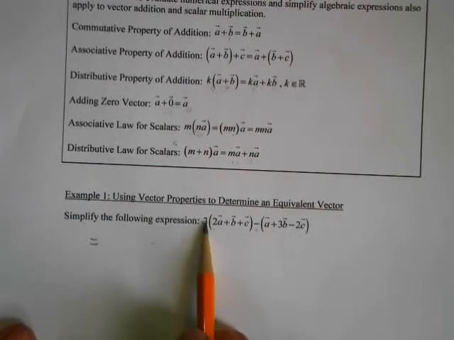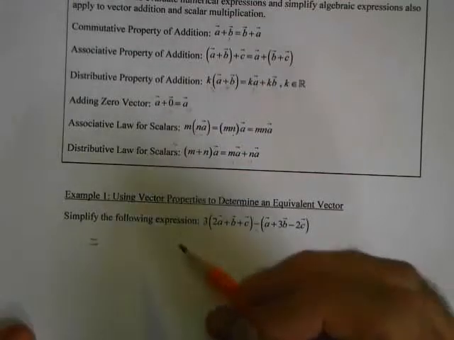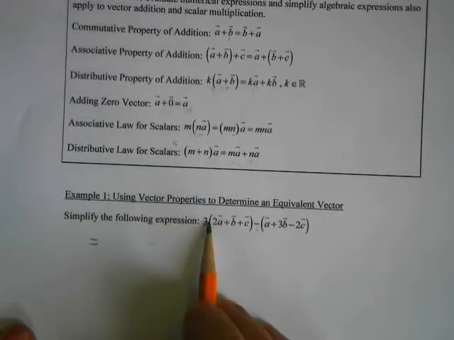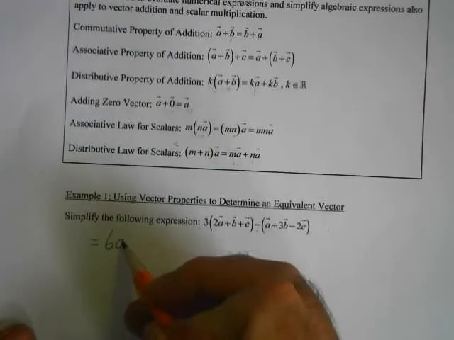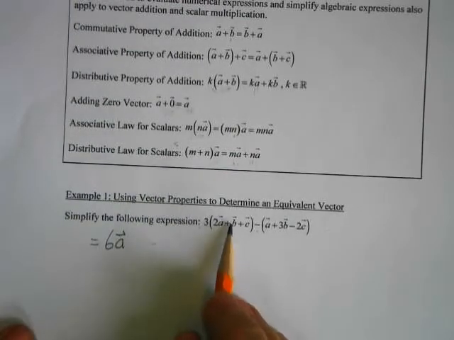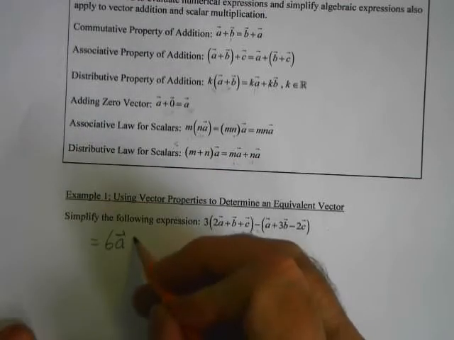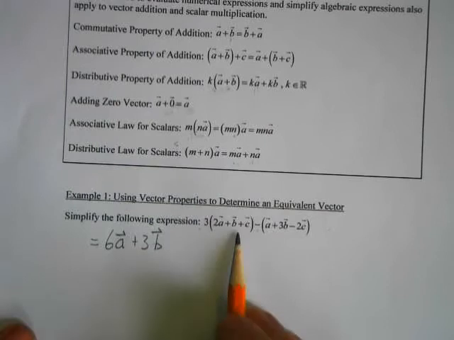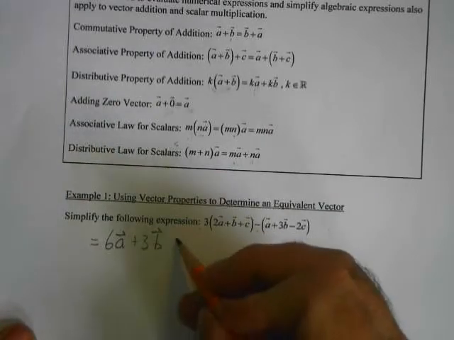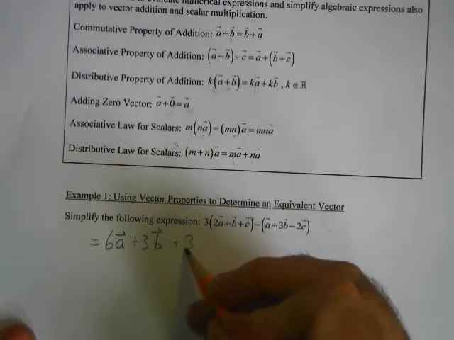So we're going to take this scalar 3 and multiply it independently with all three of the other vector combinations. So 3 times 2a would be, we could multiply the 3 and the 2 together and get 6 times vector a. 3 times vector b is plus 3 times vector b. And then same thing with c. We have 3c.